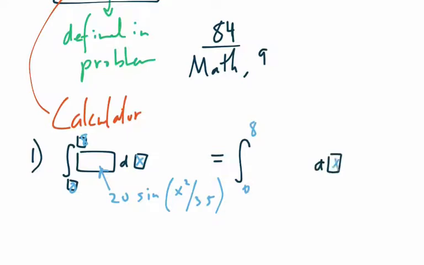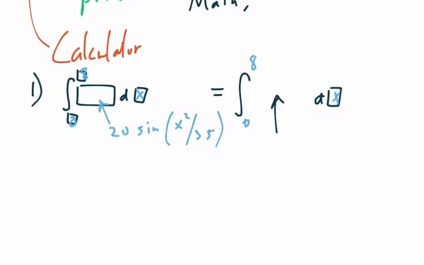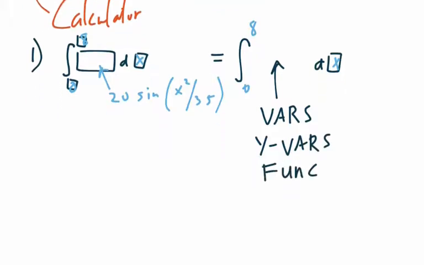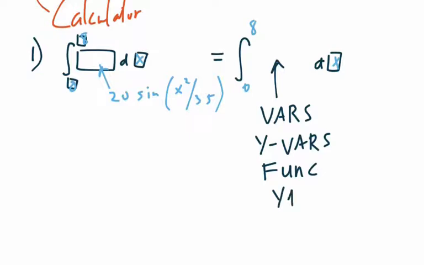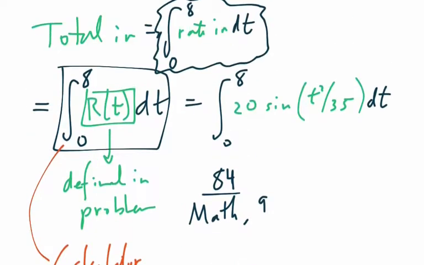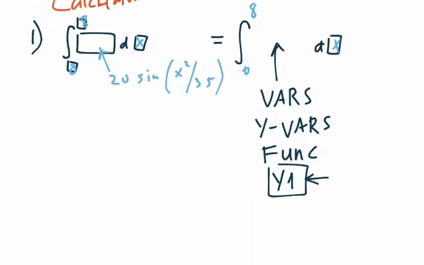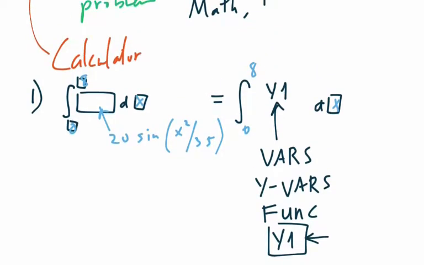That's fine. But here, you already stored this function in your calculator. So we're going to use the calculator to actually pull up this function. To do that, you're going to hit the vars button. That stands for variables. And then you're going to scroll or select yvars, which are the y variables. Then you're going to go to func for function. And then you should see a menu that says y1. You stored y1 in your calculator earlier as the rate in. And so by selecting y1 and having your calculator put y1 there, that will calculate the total in.